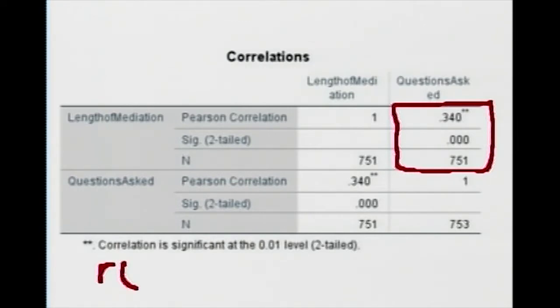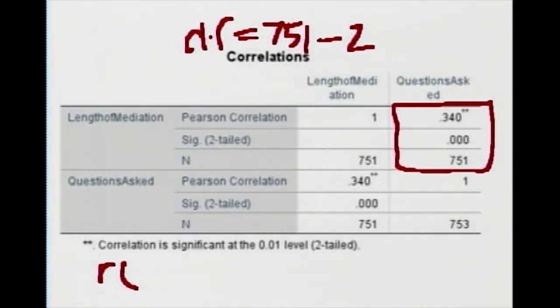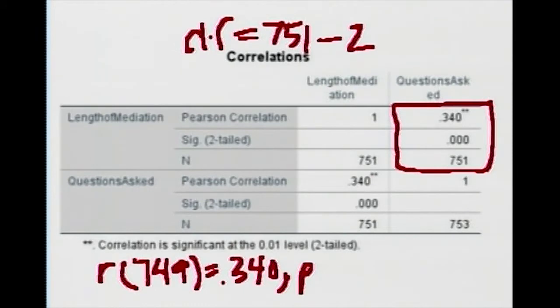And the degrees of freedom are going to equal 751 minus 2. So it's that n, and then it's minus 2. So we're going to put 749 right here. And then we're going to put an equals sign, and we'll put the 0.340. And then we're going to put p is less than, in our case, 0.01, because we saw that it was 0.01 right here.